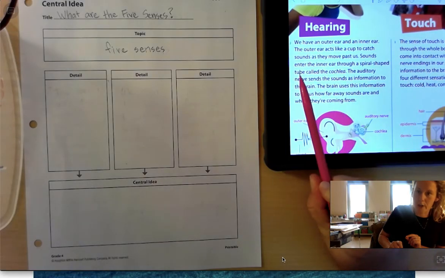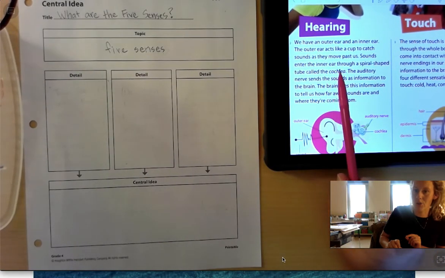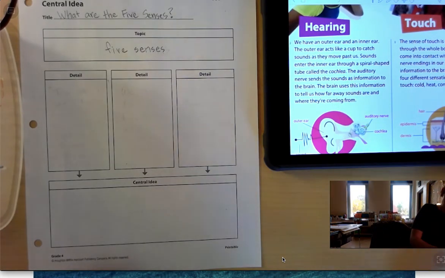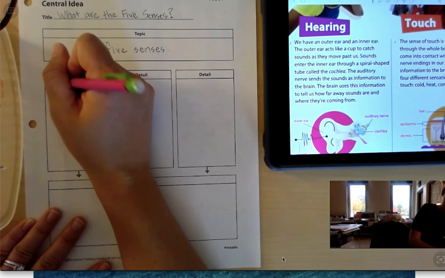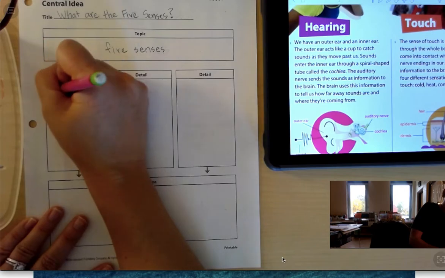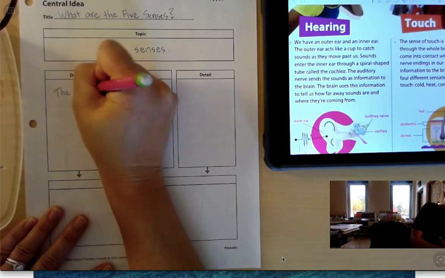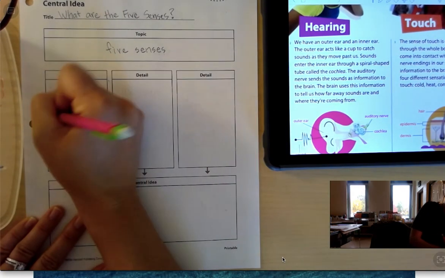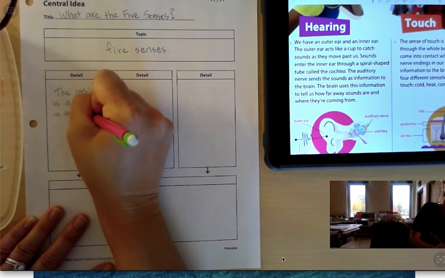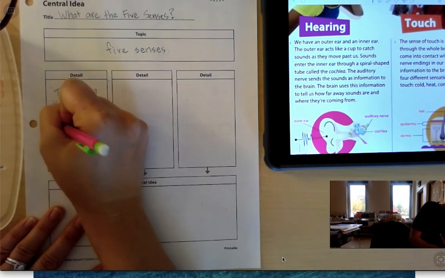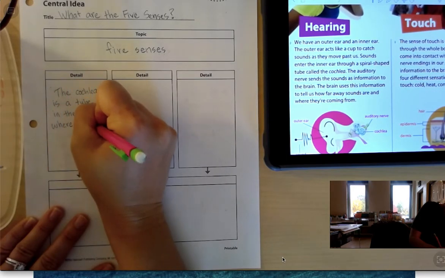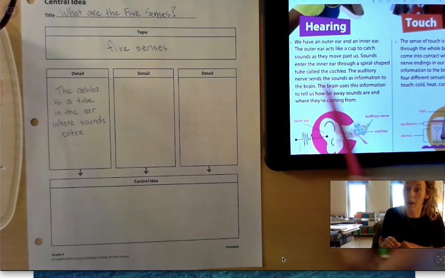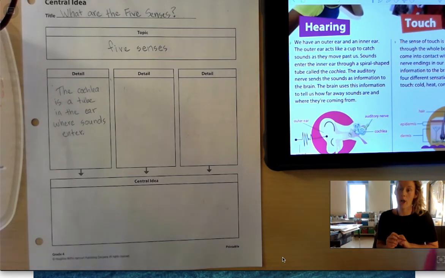Sounds enter the inner ear through a tube called the cochlea. I'm going to try to write that in my own words, though. The cochlea is a tube in the ear where sounds enter. So it's basically the same detail, but I wrote it in my own words so I'm not plagiarizing or copying the author. Now detail 2.